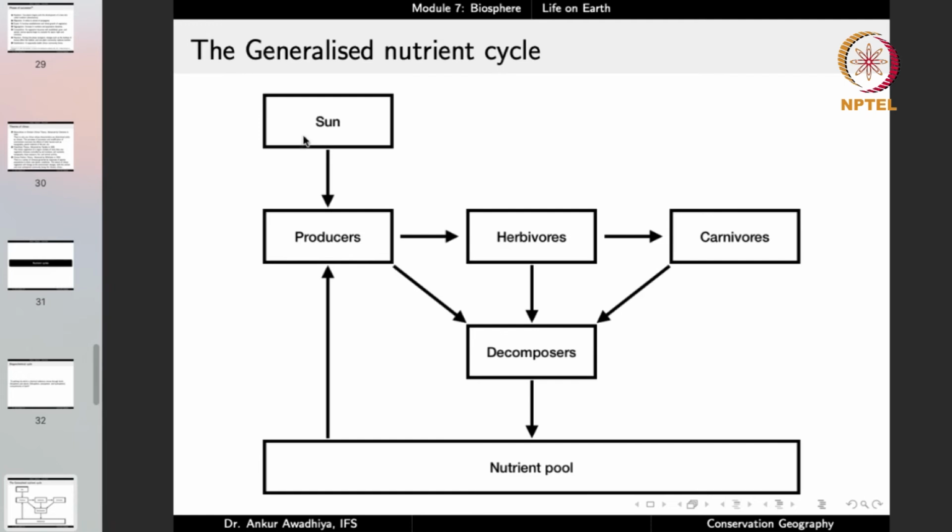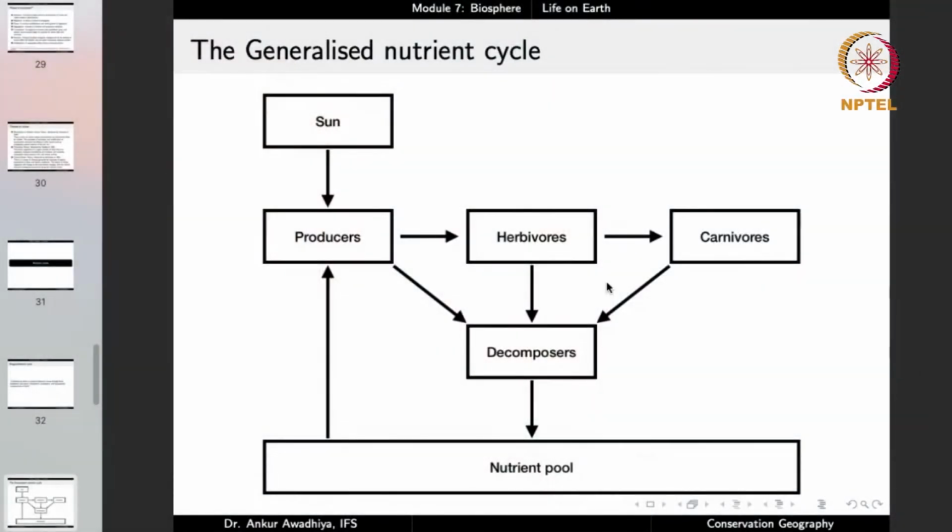We have the producers, which are the plants. They take energy from the sun and they take nutrients from the nutrient pool. Typically, these nutrient pools are the soil, the water, and the air. So, the plants will make food by using water that they get from their roots. They will make use of certain chemical nutrients that are required for the activity of various enzymes, and they will take carbon dioxide from the atmosphere. So, they are taking all these different nutrients from different nutrient pools, and they are using the energy of the sun to make food.